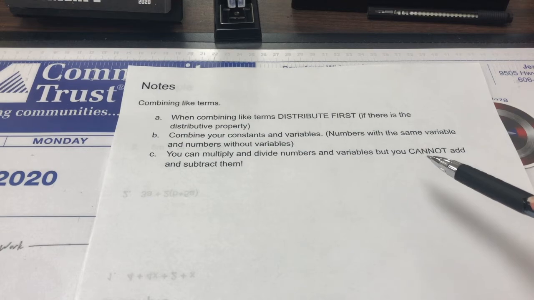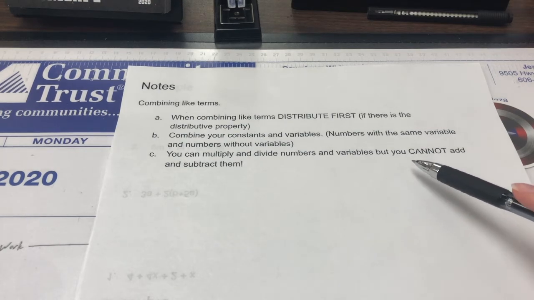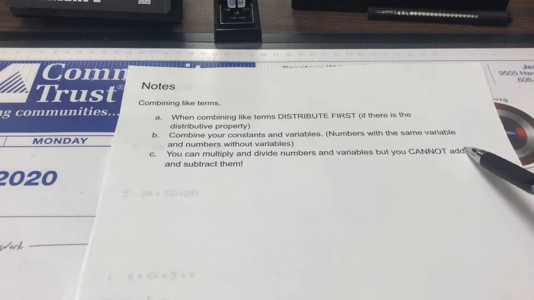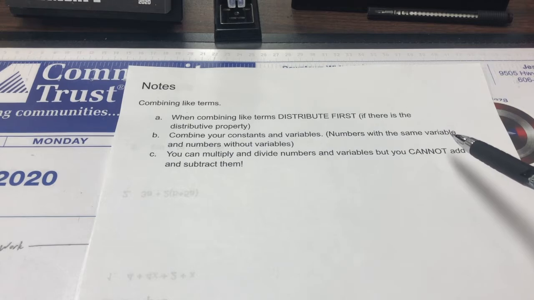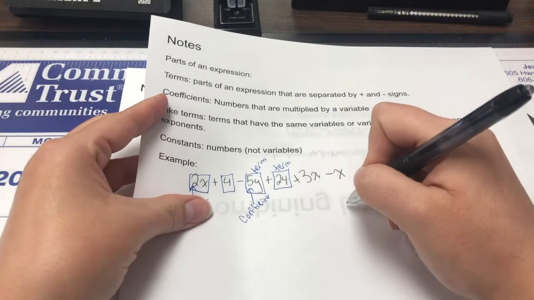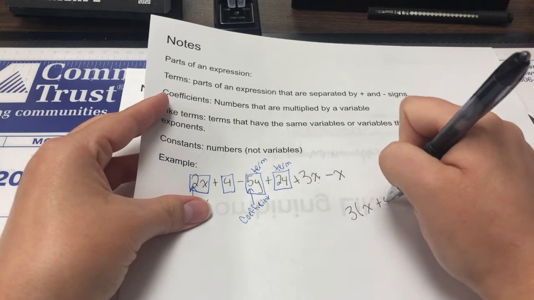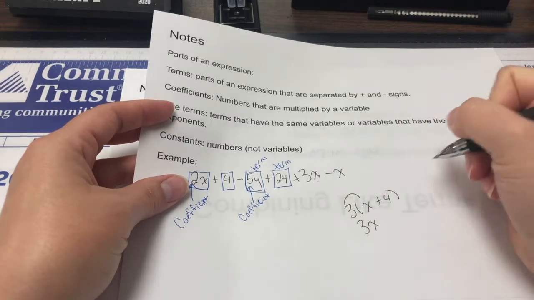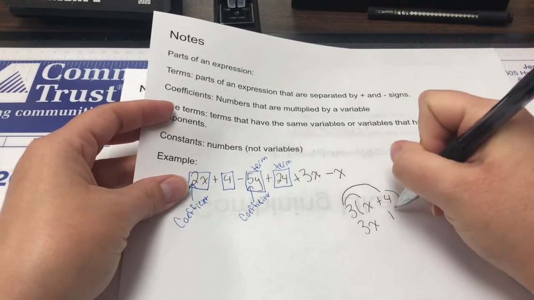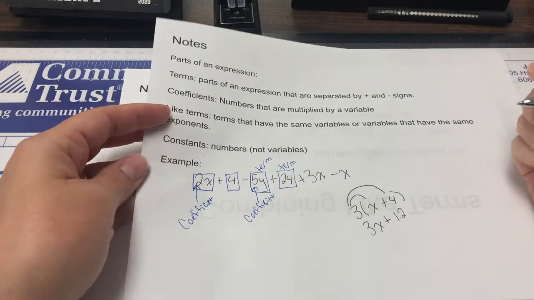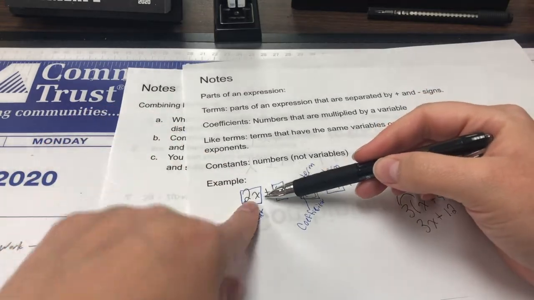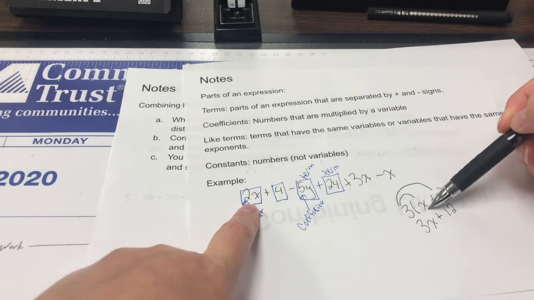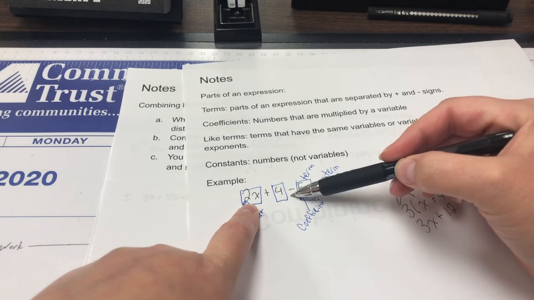So the x's we can combine. The constants we can combine. So you can multiply and divide numbers and variables, but you cannot add and subtract them. And what I mean by that is on the distributive property, you can multiply 3 times x, which would give you 3x. And you can multiply 3 times 4, which would give you 12. But now here, where it has 2x plus 4, you cannot add those two. So we could multiply them, but we cannot add them.